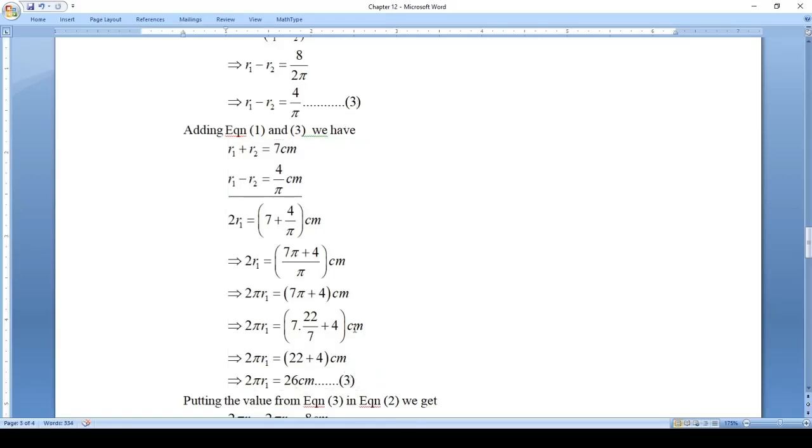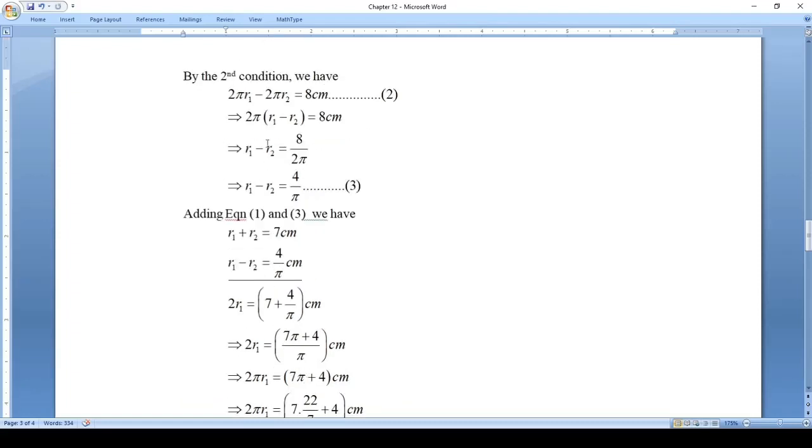Here we have given, you mark this as question number 4. Now 2 pi r1, what is 2 pi r1? 2 pi r is the circumference. That means 2 pi r1 is the circumference of the first circle, which is 26 cm.